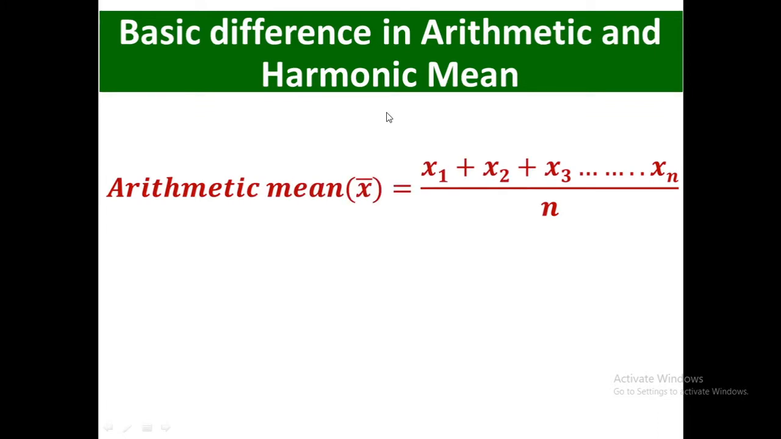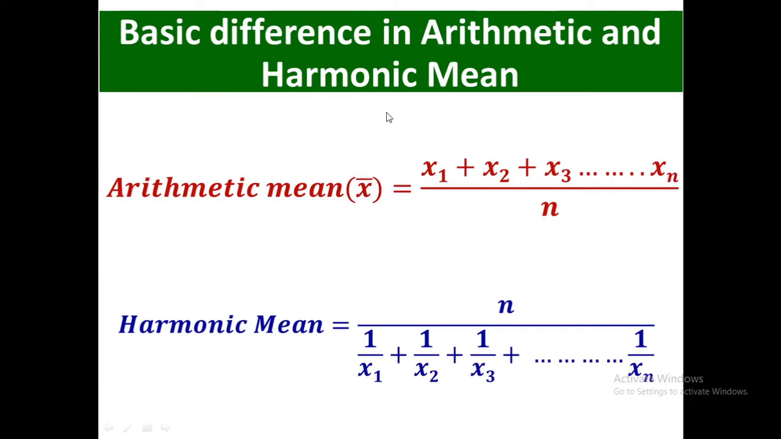This basic difference of arithmetic and harmonic mean can be understood with this formula, where arithmetic mean can be calculated as x1 plus x2 plus x3 up to xn, the sum of all the observations, divided by the total number of observations. Whereas harmonic mean can be defined as n over 1 over x1 plus 1 over x2 plus 1 over x3 up to 1 over xn, where x1, x2, x3 up to xn refer to the various values in the observations.